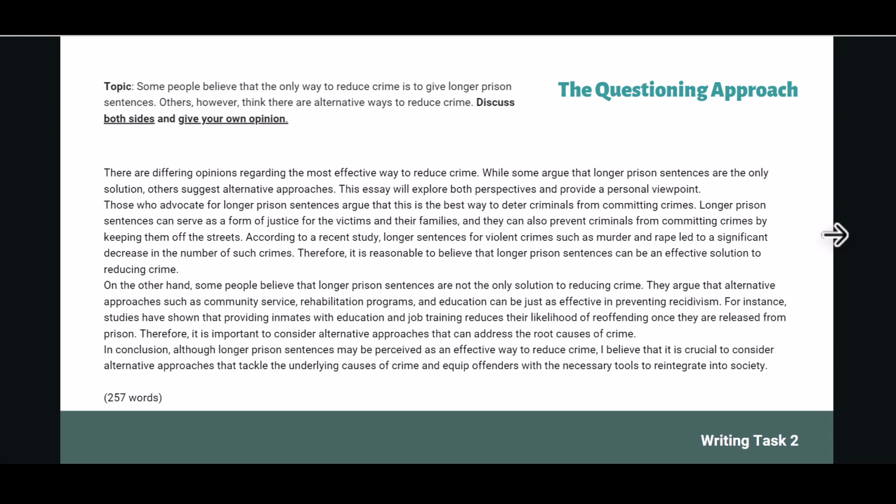Asking questions can help you develop your ideas coherently, and with practice, you can master this skill and excel in your writing task too.